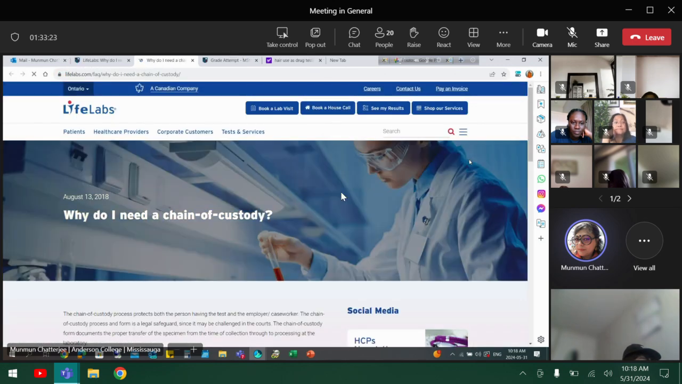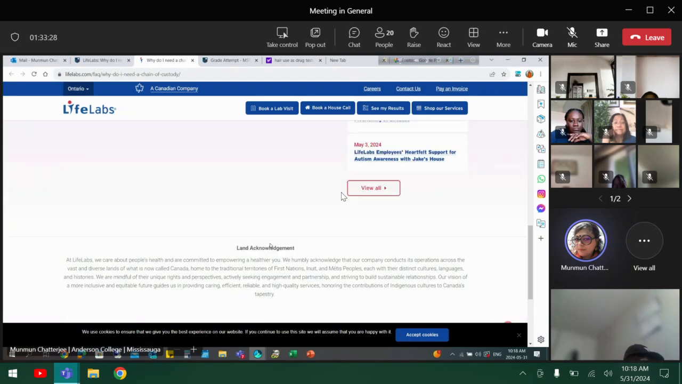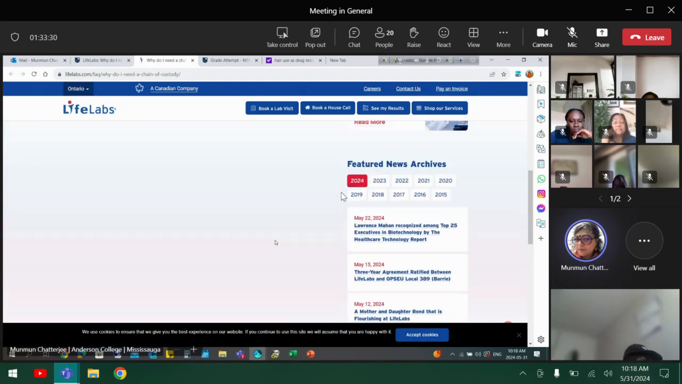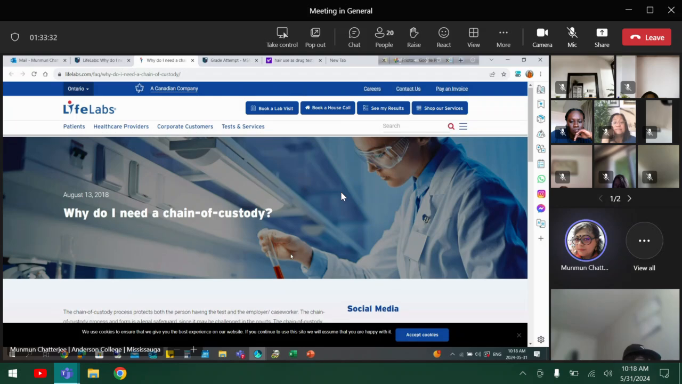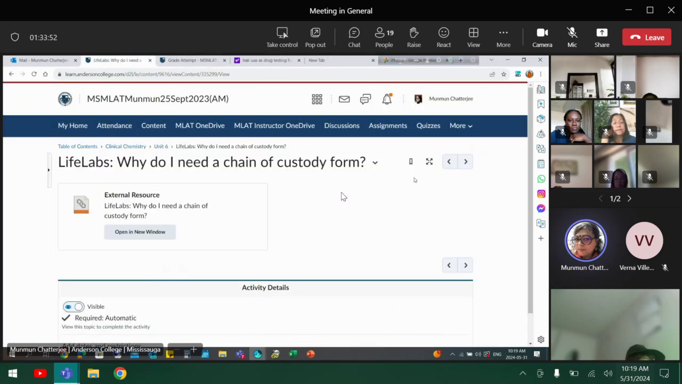This next one, chain of custody. We already did that. Chain of custody means you have to check in every point. The chain of custody process protects both the person having the test and the employer or caseworker. A form of legal safeguard since it may be challenged in courts. The chain of custody form documents the proper transfer of the specimen from the time of collection to the processing at the laboratory. So this we did. Okay, so next one.